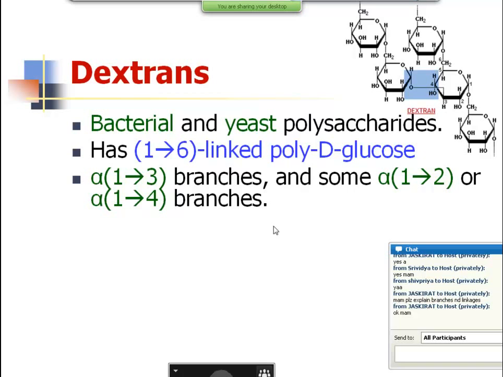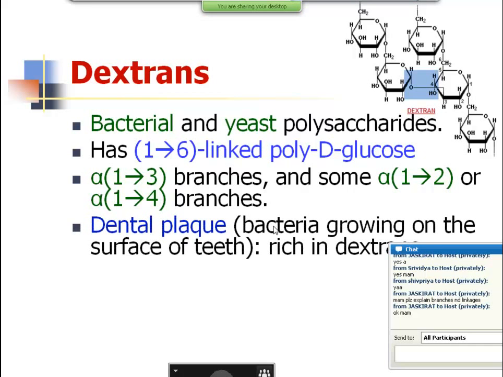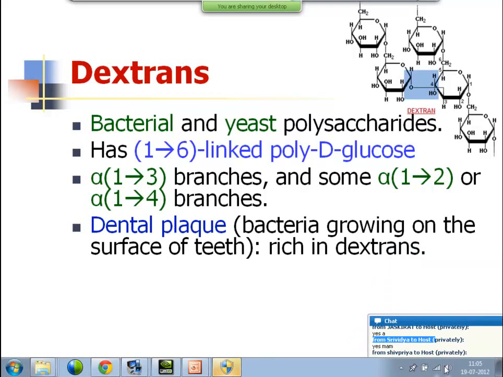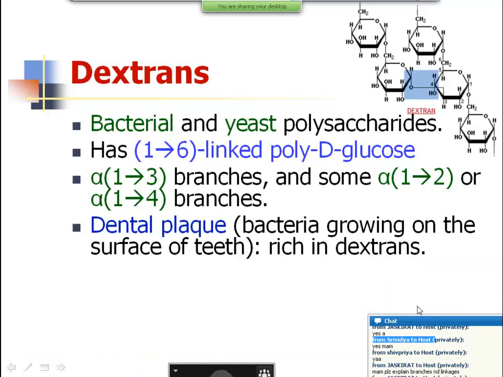Alright. So you can have a branching between alpha 1,6, alpha 1,4, 1,3, 1,2. Any kind of branching can be observed in the case of dextrin. Alright, so where do you find dextrins more? You can see them in the bacteria which grow in dental plaques.